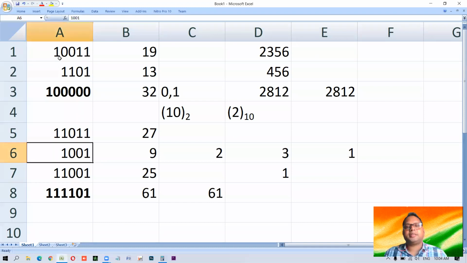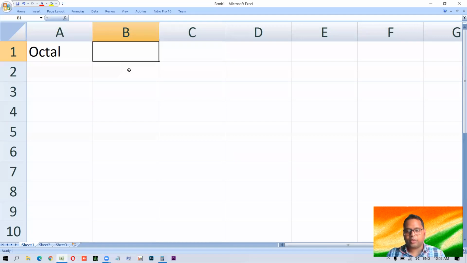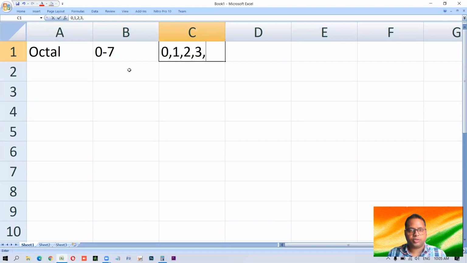Okay, now let us try to understand something that I wanted to make you understand with these things. Dear students, now let us first take the octal number system. In the octal number system, whatever I'm going to tell you now is extremely important. This will help you to understand other topics when you go to a higher class. The octal number system contains digits from 0 to 7. What are all those 8 digits? 0, 1, 2, 3, 4, 5, 6, and 7. Okay, these all are the digits.